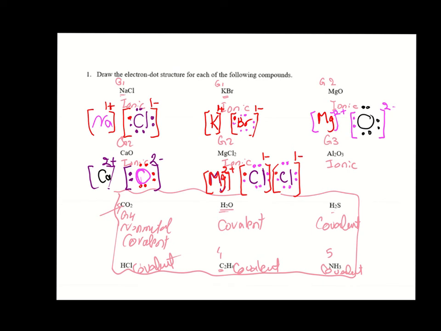Al2O3. Okay, it's very clear to you that we use 2 Al and 3 oxygen. Al, initially, it has 3 electrons in the outer shell. Each Al has 3 electrons. Oxygen has 6 electrons in outer shell. So each oxygen has 6. 1, 2, 3, 4, 5, 6.